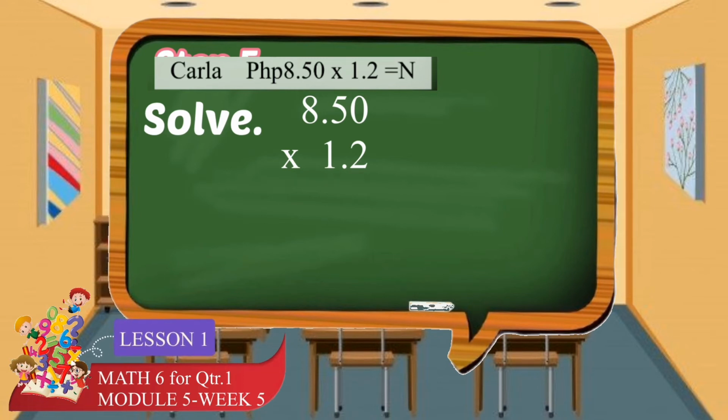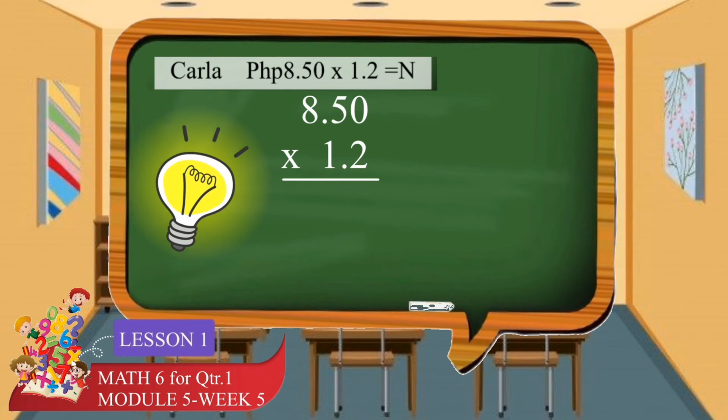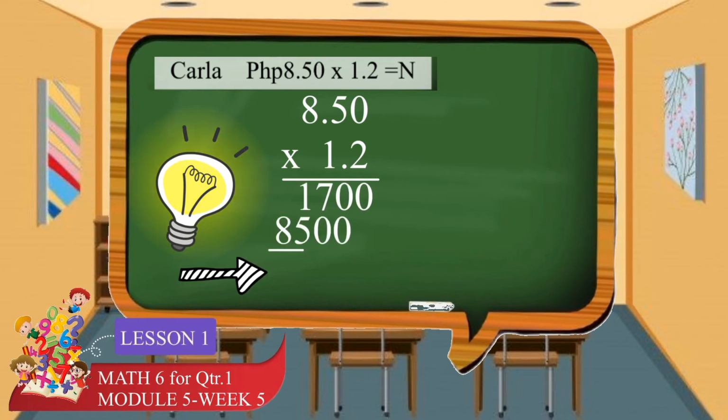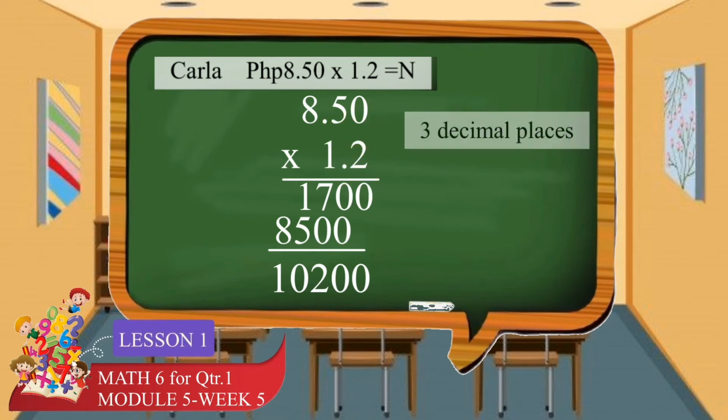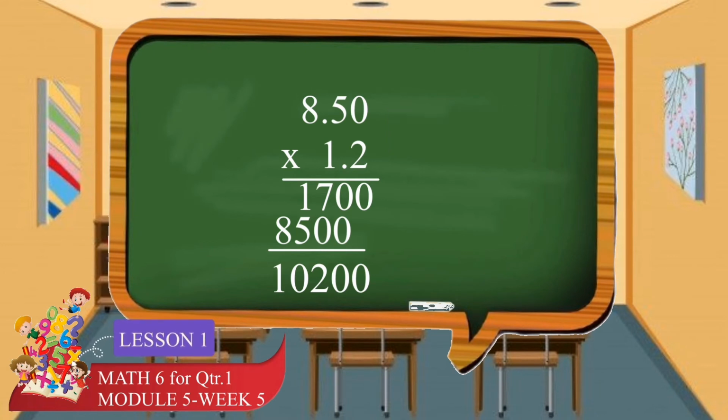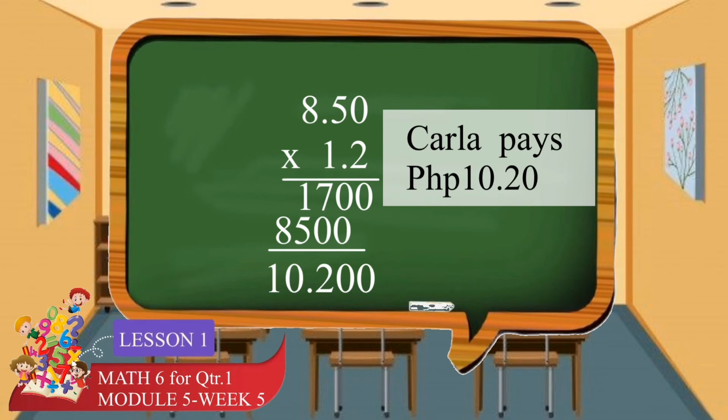But before that, let's remember these three steps. In multiplying decimal numbers, just multiply the decimal numbers just like whole numbers. Next, count all the decimal places of the multiplied decimal numbers. We have 1, 2, and 3. We have 3 decimal places in all. Now, affix your decimal point in your product by counting 3 decimal places from right to left. Starting here, we have 1, 2, 3. So after 2, we're going to put the decimal point. Therefore, Carla pays 10 pesos and 20 centavos.